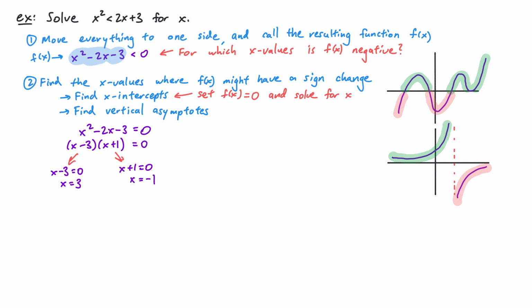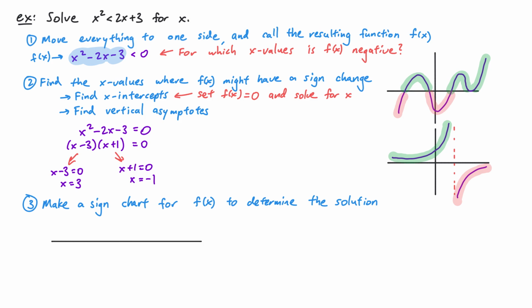So these are my two x-intercepts. X equals -1 and x equals 3. These are the x values where my function might have a sign change. Our last step is to make a sign chart for our function to help us determine the solution. A sign chart is essentially something that we make that tells us what the sign of our function is at each x value. To make a sign chart, we start by drawing a number line.